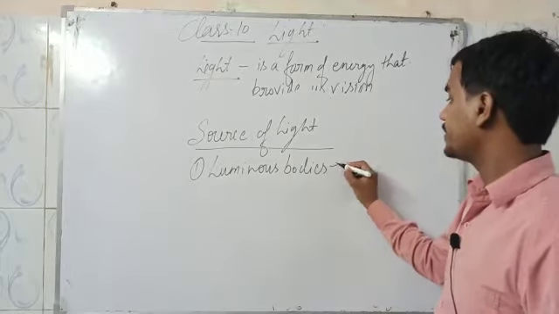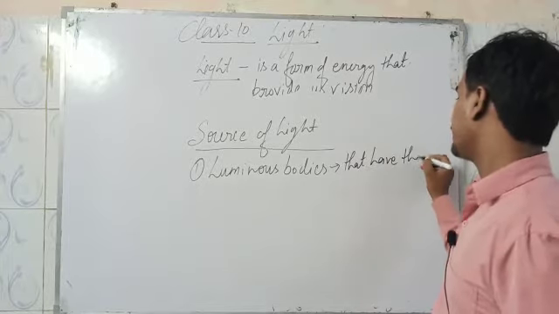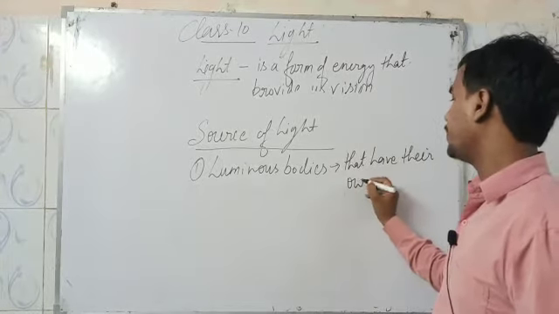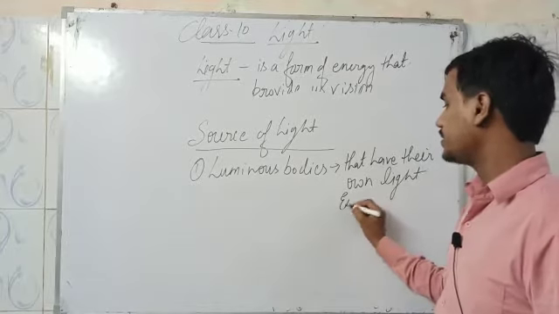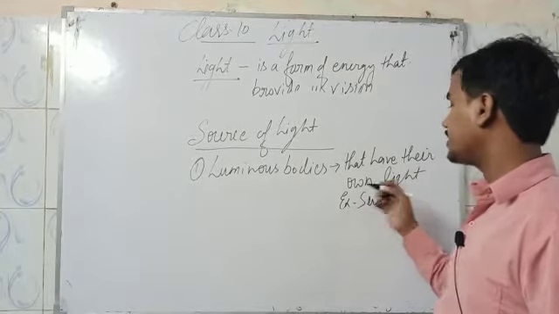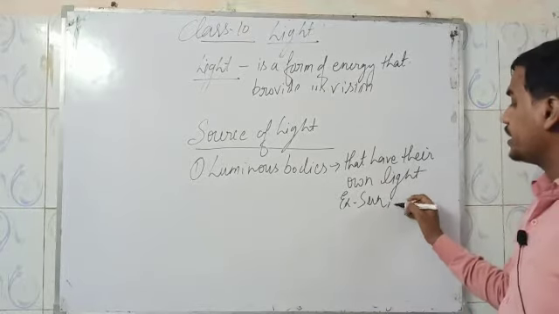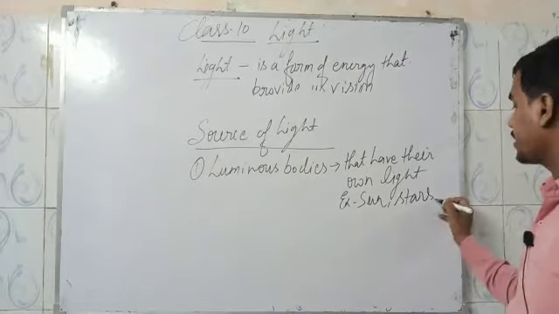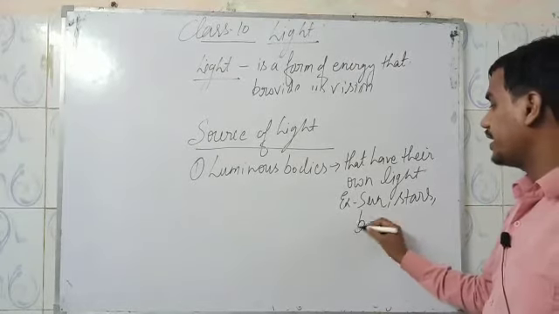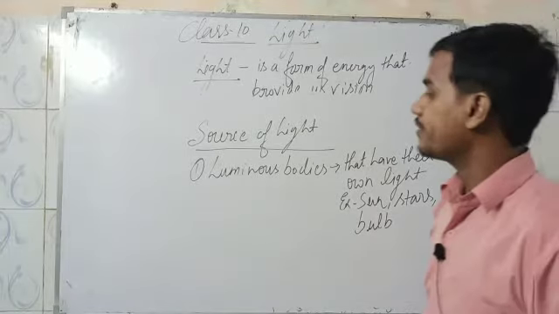Example: the sun, because the sun is the ultimate source of heat and light energy. The sun is also a star, so we can say that stars are also examples. Artificially, we can say that an electric bulb is a luminous body. Now the second one is non-luminous.